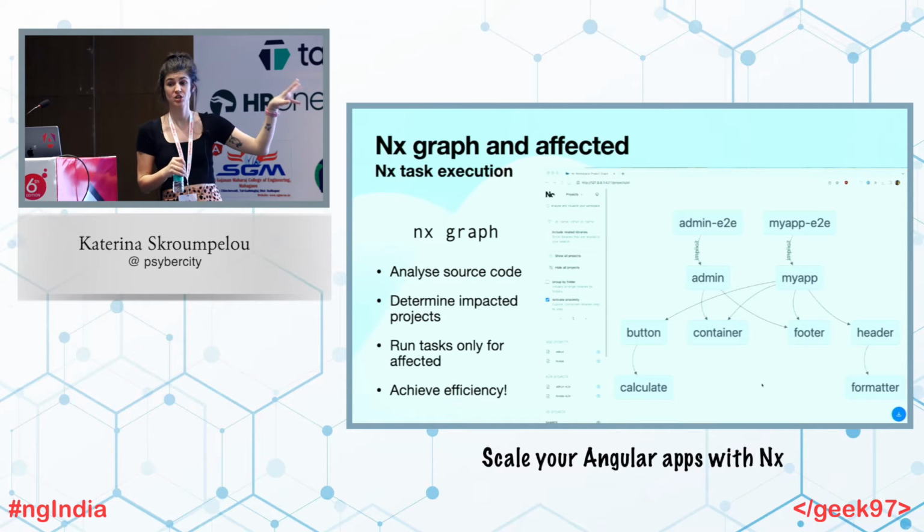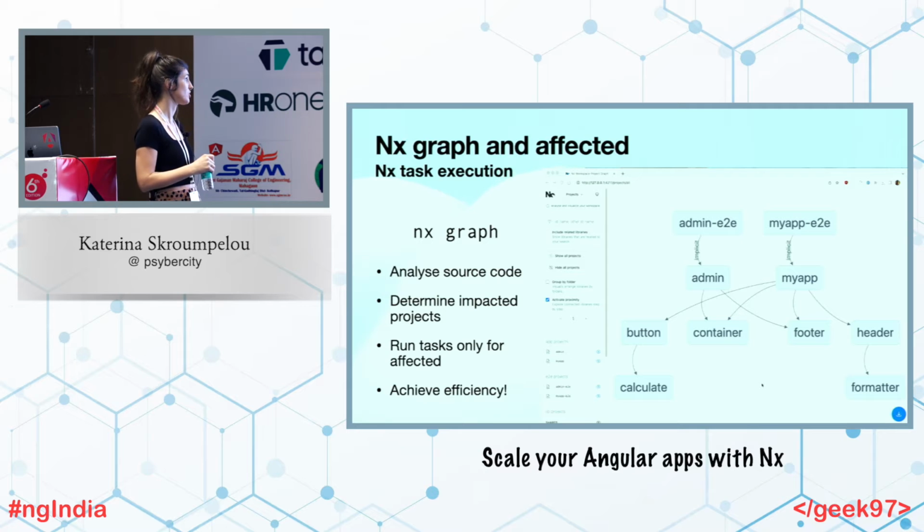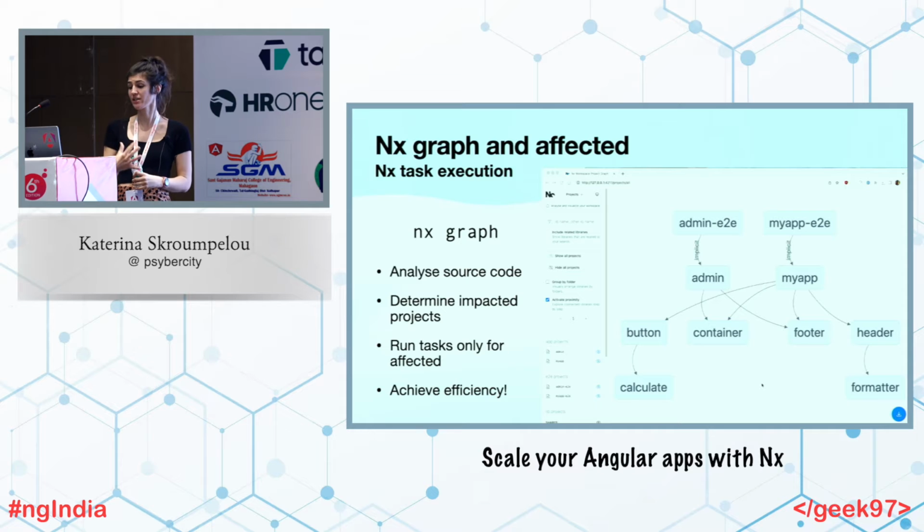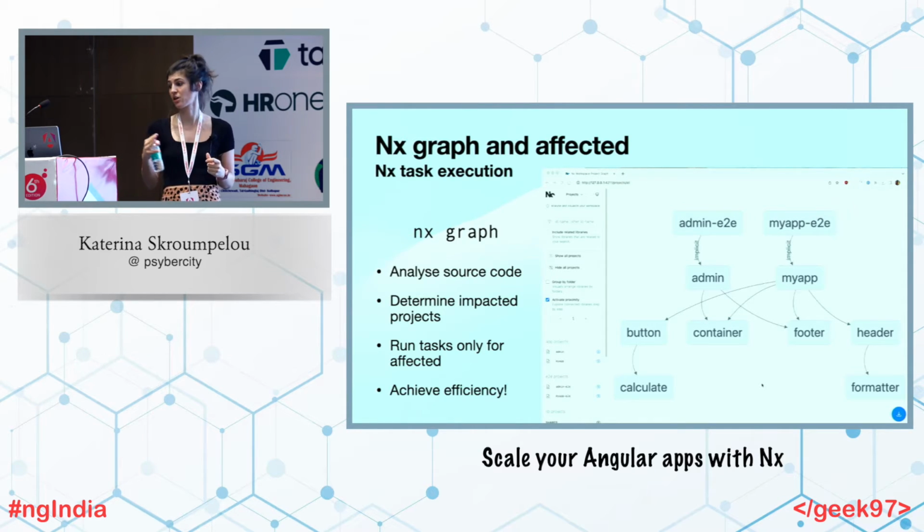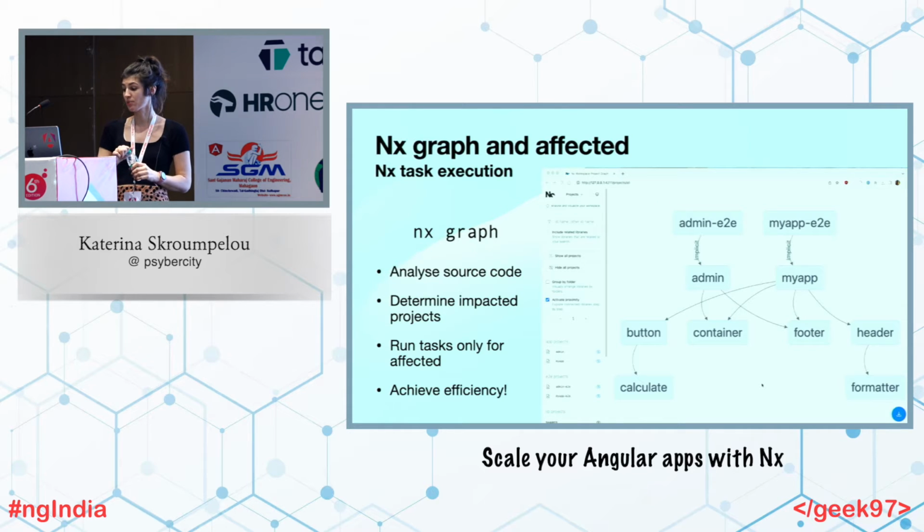The NX graph, which I showed you an interactive video just before, generates a graph that visualizes how apps and libraries depend on each other in your NX workspace. It helps you understand the architecture and dependencies of your project. You can determine impacted projects for any change using the NX affected command, which analyzes code changes, and it allows you to run targeted commands only on affected parts of your code base. Also, it helps you optimize build and test times in a monorepo setup, and you can achieve efficiency.